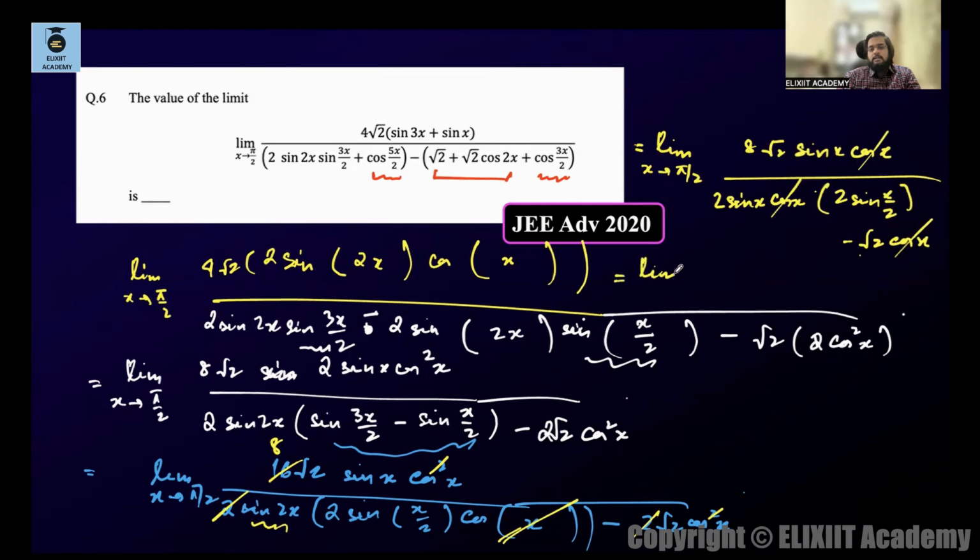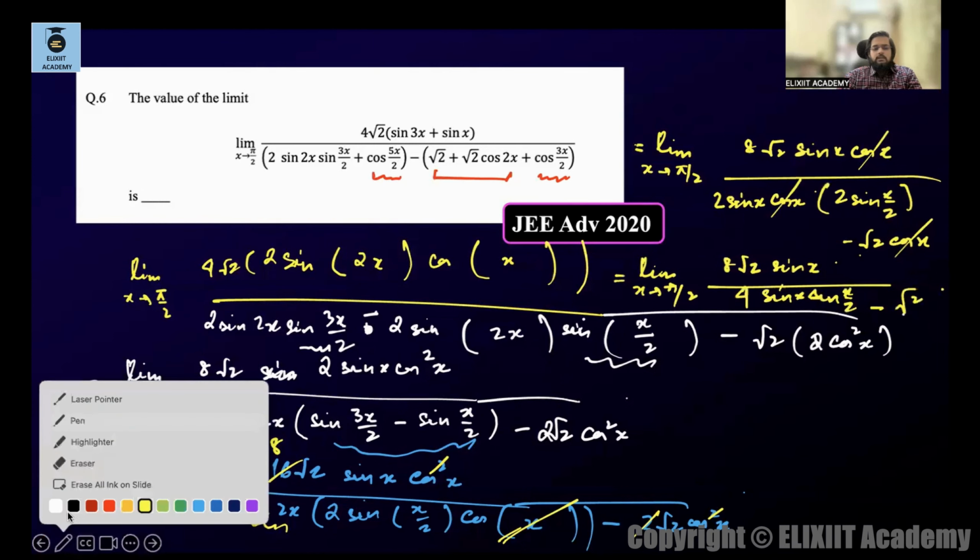You're left with the limit x tending to pi by 2, 8 root 2 sin x divided by 2 times sin x multiplied by 2 times sin x by 2. So that is actually 4 sin x into sin x by 2. And here we are getting minus of root 2. So now we can simplify from here. We can simply just put the limits over here. That's all. Now we can simply put the limits.